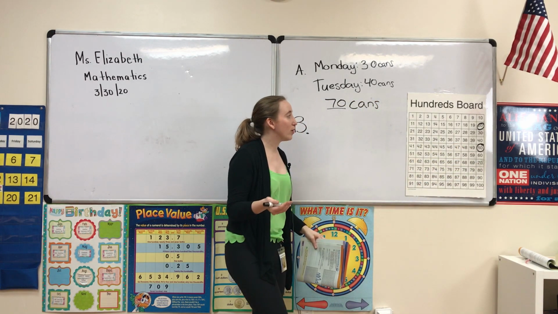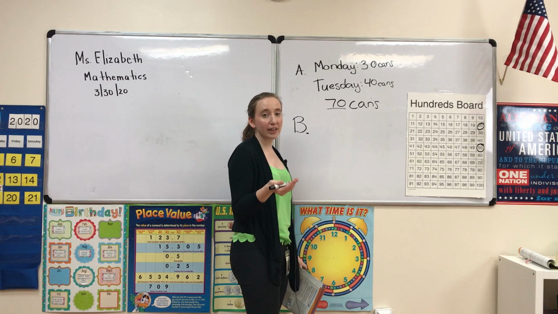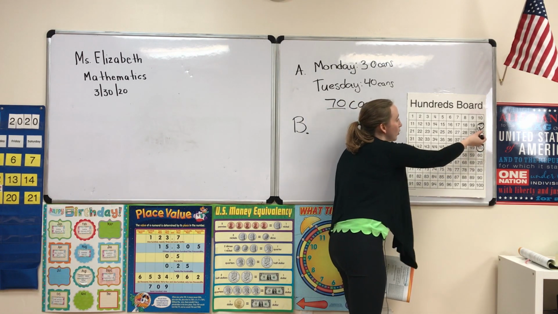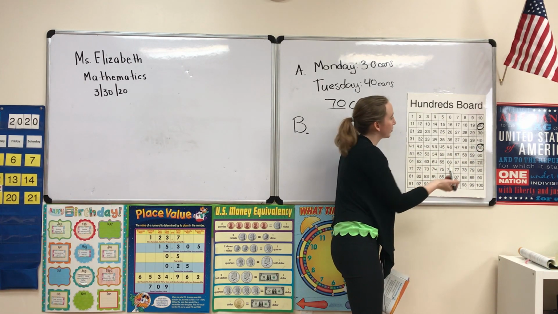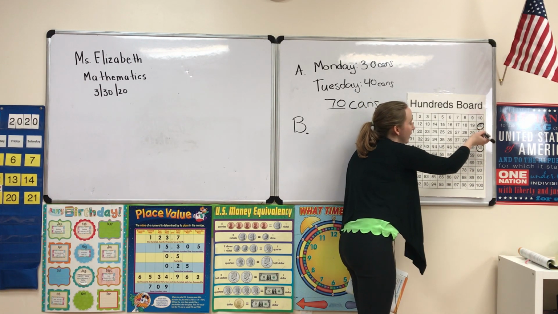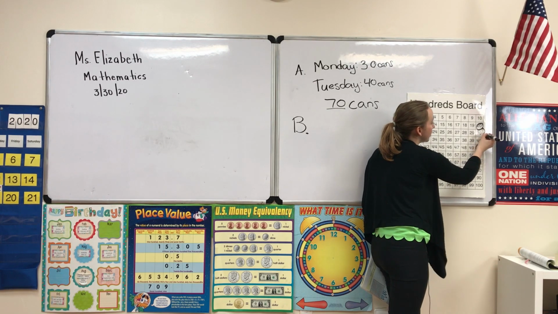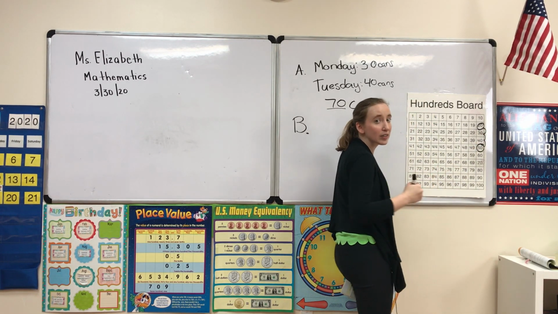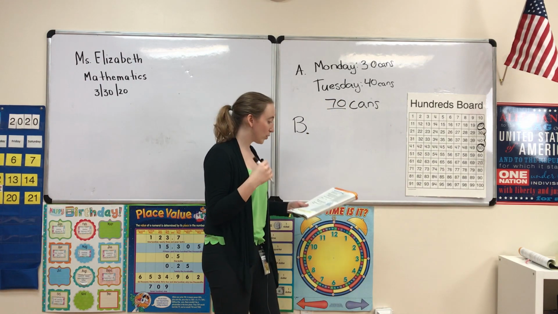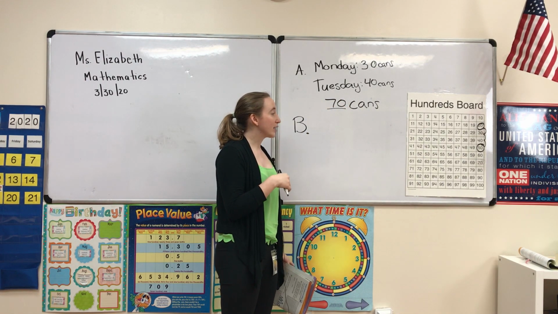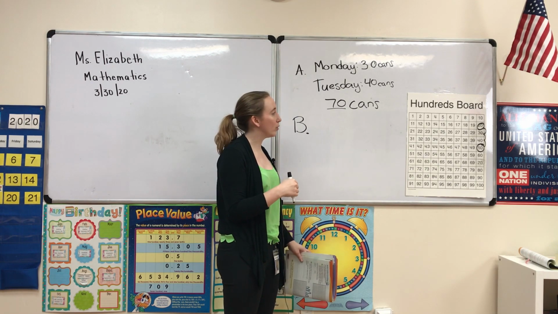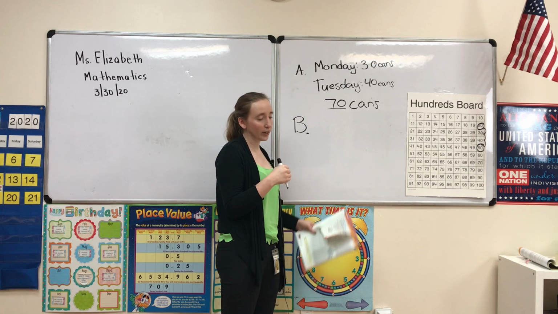Now we need to figure out what they need to do to get 50. How many? So you are going to think, how can we get from 20 to 50? We can count by tens. We can go 10, 20, 30, and we stop when we get to 50. So in your books, you are going to write and explain how we got from 20 to 50 and how we know they need 30 more cans.